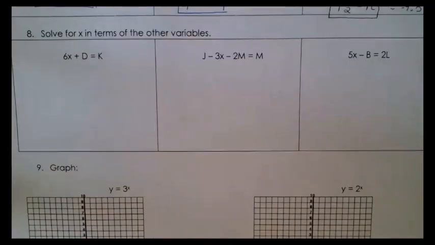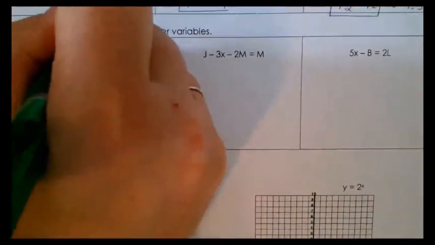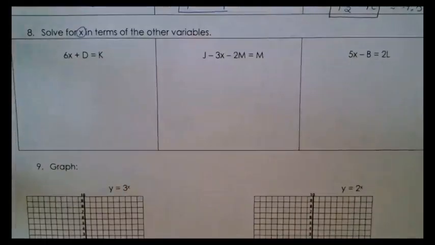Solve for x in terms of the other variables. Okay, so what they're asking us is to isolate the x, to get the x by itself. You have to look at your inverse operations and make sure you're doing everything you need to get x by itself. Let's take a look at the first one.